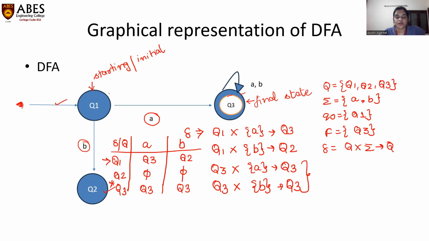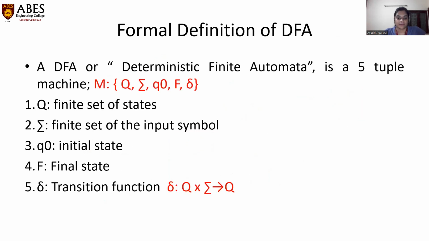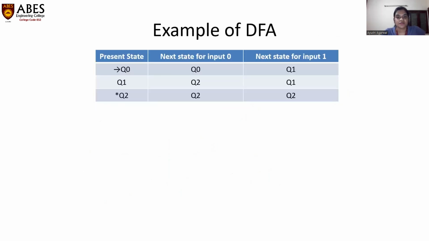So this is the graphical representation and formal definition for any DFA. Let's move on to the example questions. This is the first example question. Let us see over here. This is a transition table given.